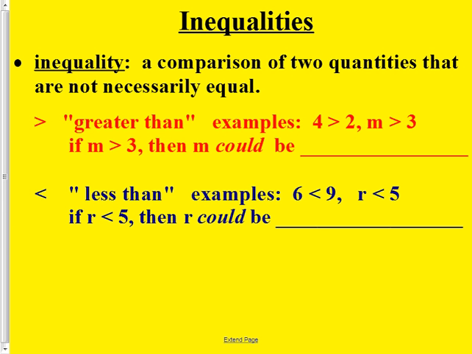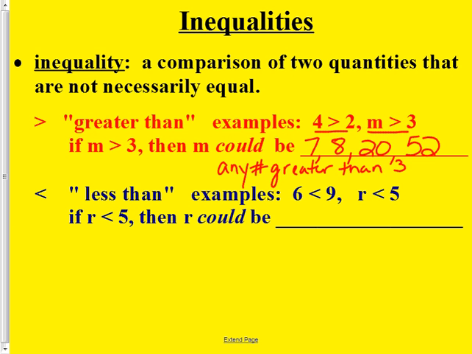Some examples of the greater than symbol. 4 is greater than 2. M is greater than 3. Now notice, does that tell us exactly what M is? No, it doesn't tell us. If M is greater than 3, then we don't know what M is, but we do know M could be 7, 8, 20, 52, any number greater than 3. So any number greater than 3 is what M could be.